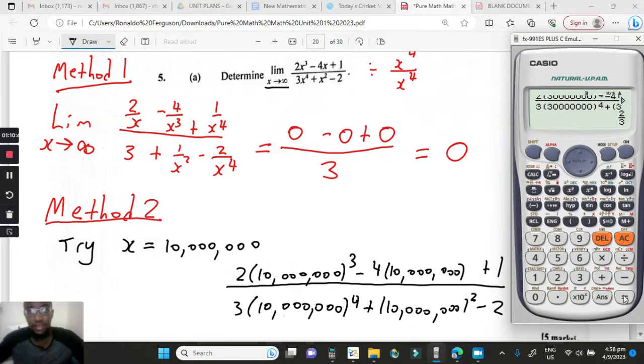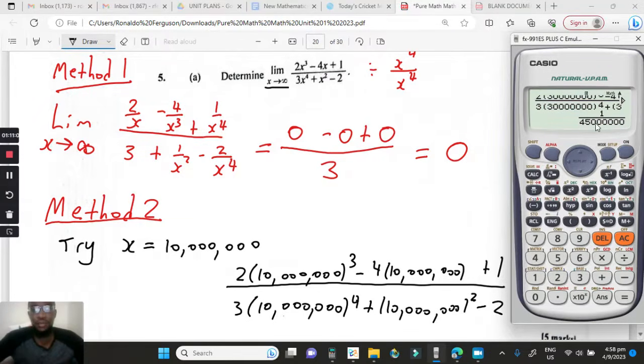Alright, so according to what we are getting here, we're getting 2 over 3. So did I type something? I did type something incorrectly. The numerator was supposed to be cubed, and the denominator is to the fourth power. So my apologies. We got to rectify it.